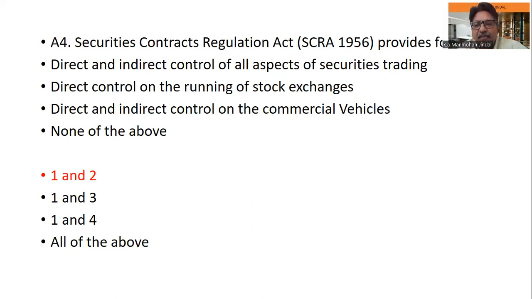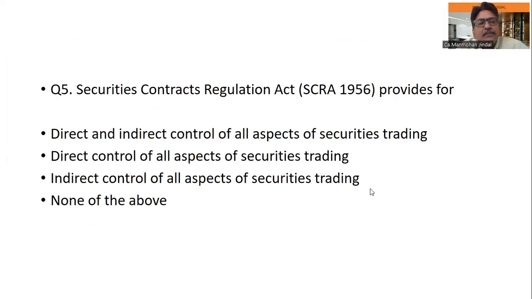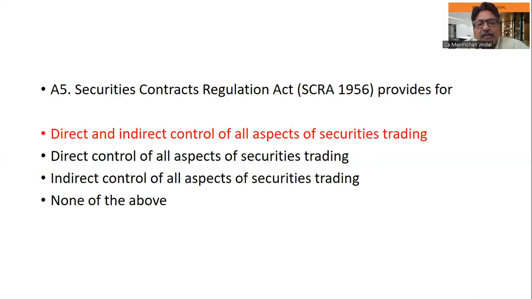I shall correct it. Please correct it in your notes, because in the second option also it is direct control only. It should be direct and indirect control on running of stock exchanges. I shall clear it here that the option is 1 only, the second will not apply. The Securities Contract Regulation Act provides for direct and indirect controls of all aspects of security trading: direct control on all aspects of security trading, or indirect control. So we know here it is direct and indirect control of all aspects of securities trading. Different options can come. The question can give the full definition, a part of it, or its 3 parts in different options. So we need to be careful, read again and again, and make the concept clear, and then nothing remains very difficult.